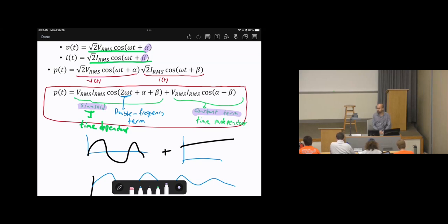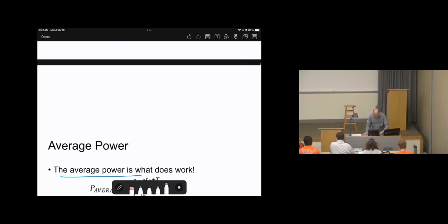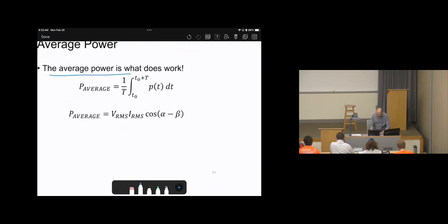So whenever we compute the average power, it will be only the constant term of P of t, of the instantaneous power. That's it. So as a result, we will say that P of t equals the sinusoid term plus the average power, P average, or in other words, the constant term.